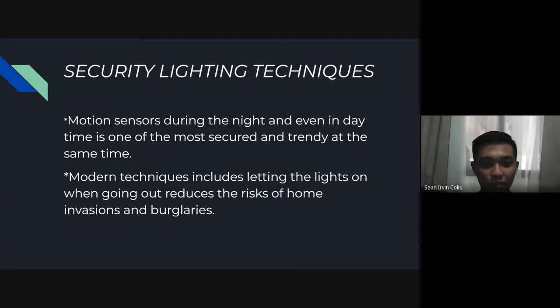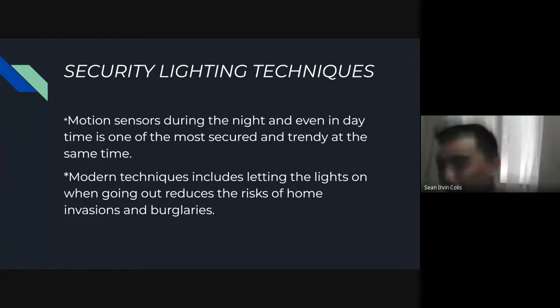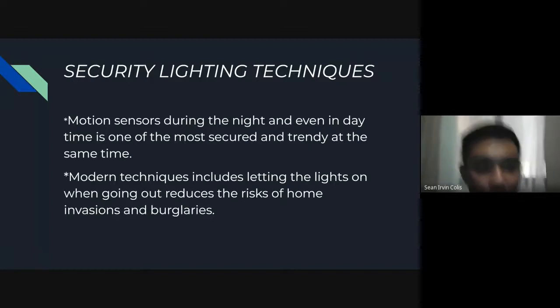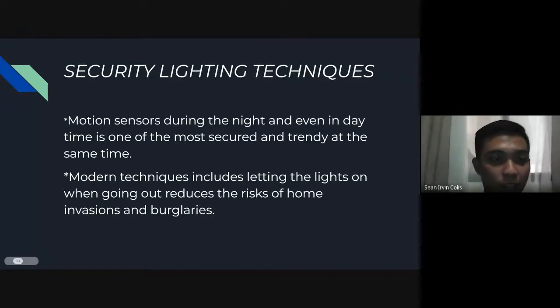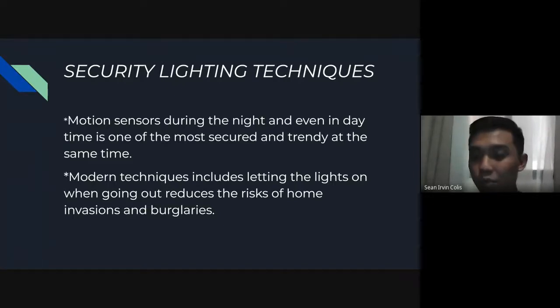Okay, here. So, security lighting techniques. I don't have any pictures for this because we were in a rush. Motion sensors during the night and even in daytime are one of the most secure and trendy at the same time. What are motion sensors?